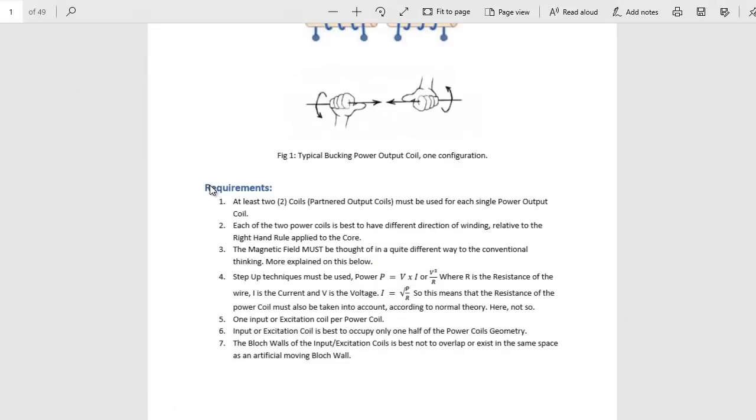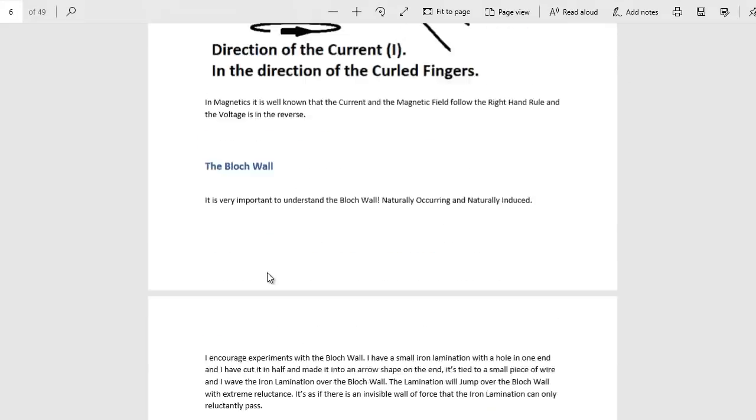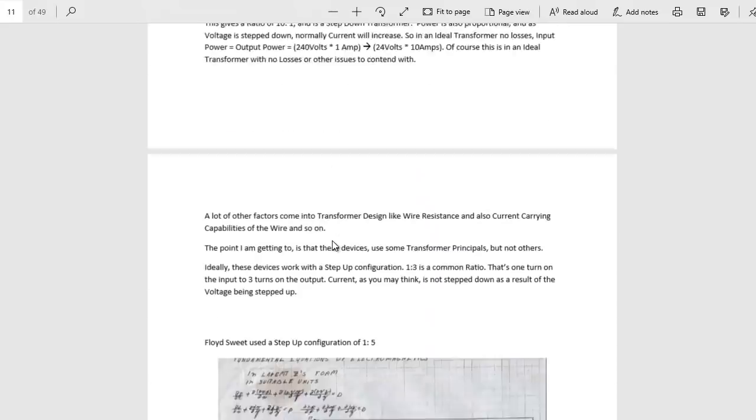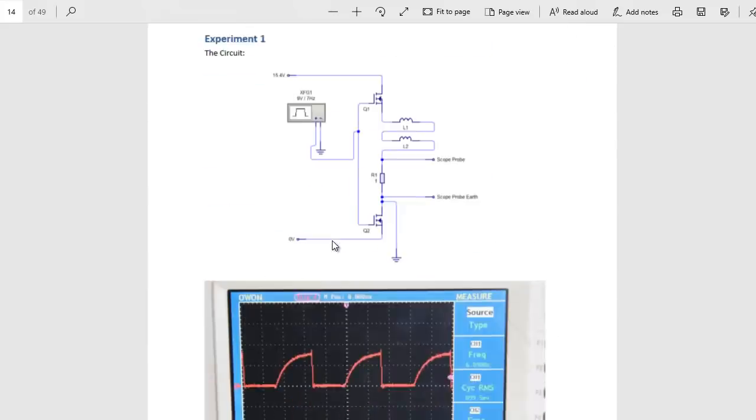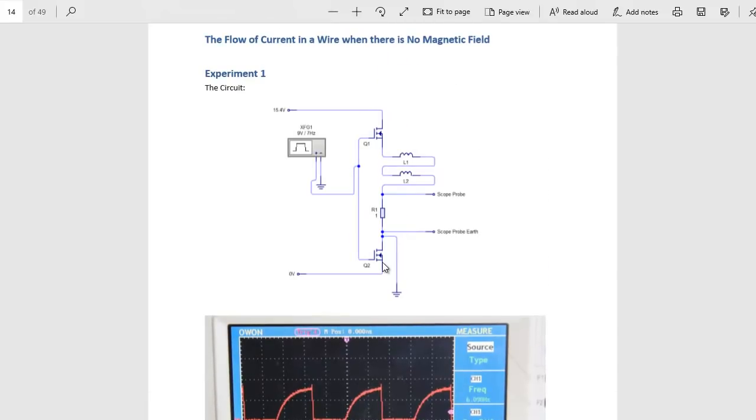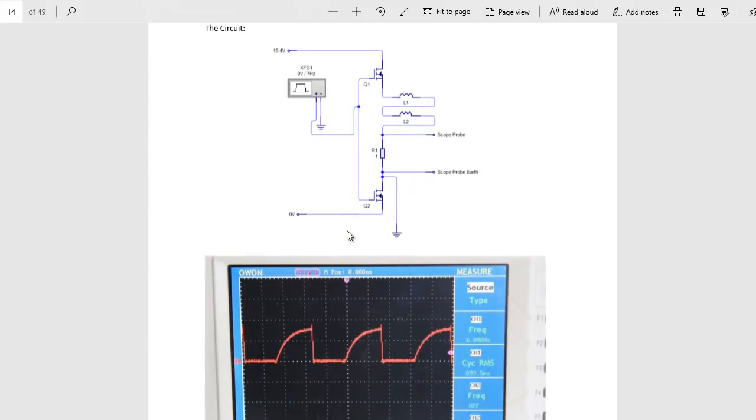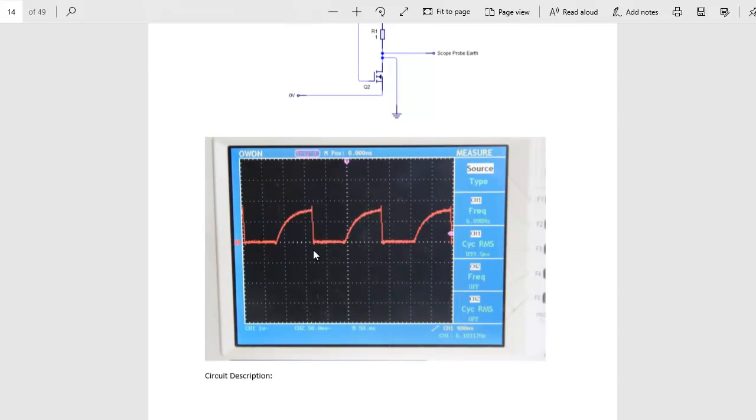We'll have a quick look. This is one of my original PDFs, very old now, about 3 or 4 years old, roughly. Now, this is the experiment here: the flow of current in a wire when there is no magnetic field. In experiment 1, this coil is inductive, in series. We can see a time base of 50 milliseconds, and the current is ramping up over almost 100 milliseconds, about 90 or something like that.